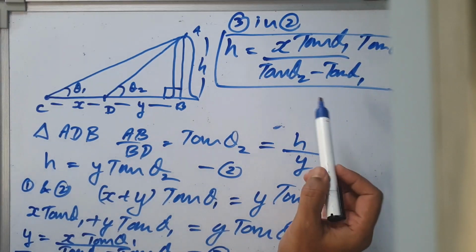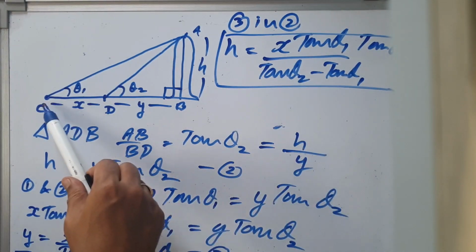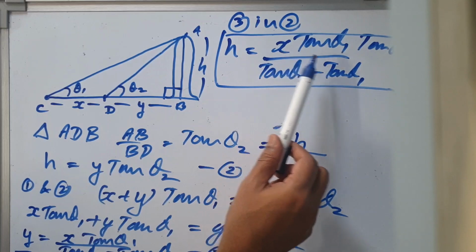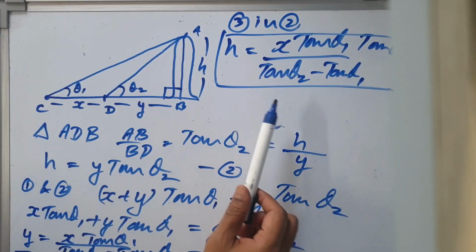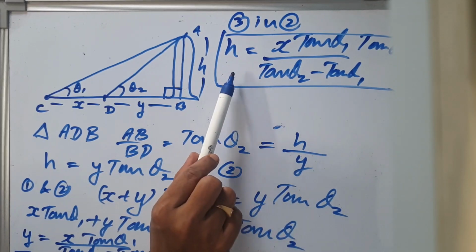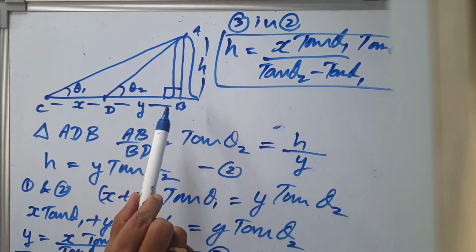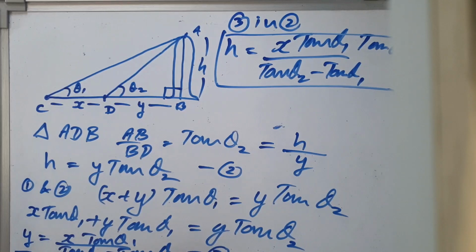All these terms can be measured. You can measure the distance CD, that is X. Angle of elevations θ1 and θ2 can be measured. Substituting these values in this equation, you can calculate the height of the mountain by an indirect method. You are not directly measuring the height of the mountain.